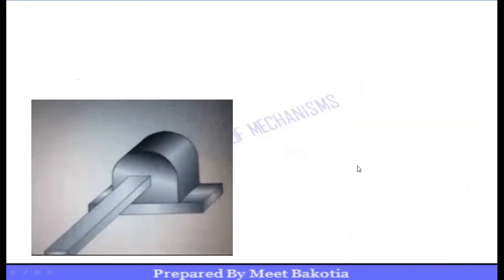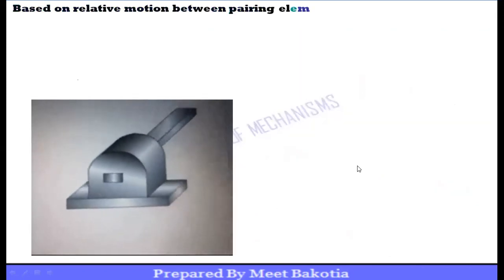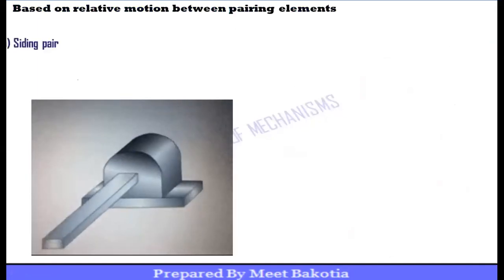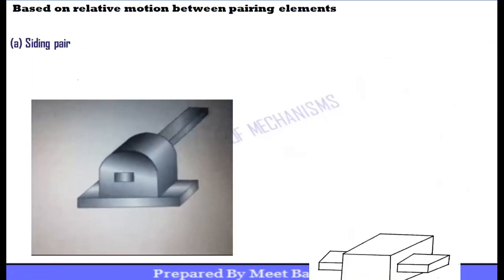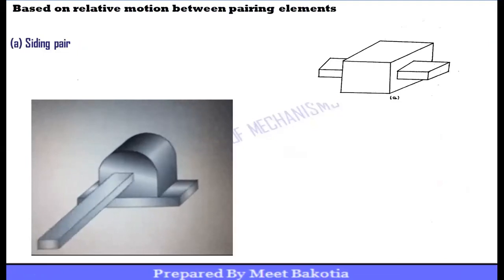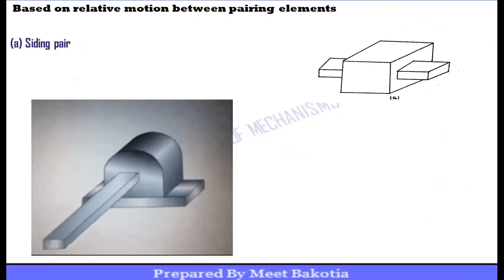Moving ahead, guys, to the classification based on the relative motion between the pairing elements. What is a sliding pair? It is also called a prismatic pair, right?